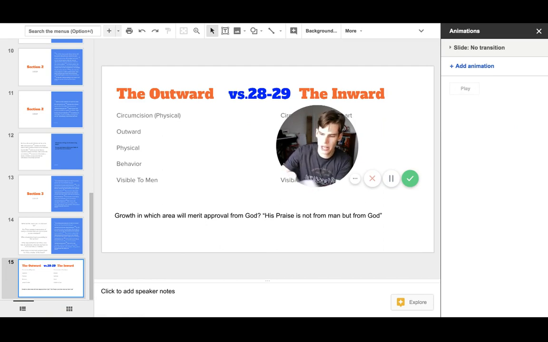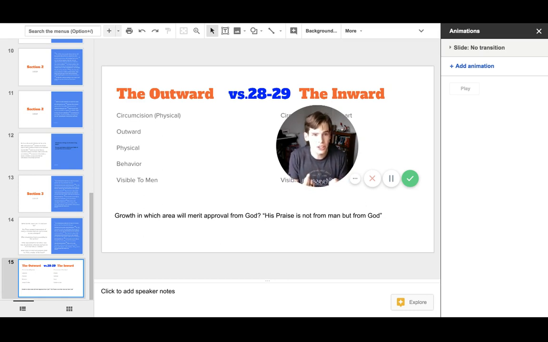And let me read it again just so it's fresh. For no one is a Jew who is merely one outwardly, nor is circumcision outward and physical, but a Jew is one inwardly, and circumcision is a matter of the heart, by the Spirit, and not by the letter. His praise is not from man, but from God. So if you focus on the outward, which is really what the Jews were, or this person that Paul is dialoguing with is talking about, circumcision is a physical thing. It's outward. It's a physical behavior.